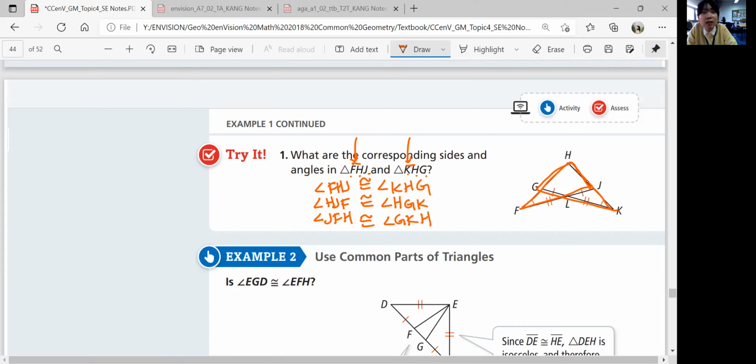Okay, and then the sides are the same way. FH should be congruent to KH. HJ should be congruent to HG. And JF should be congruent to GK. Okay.